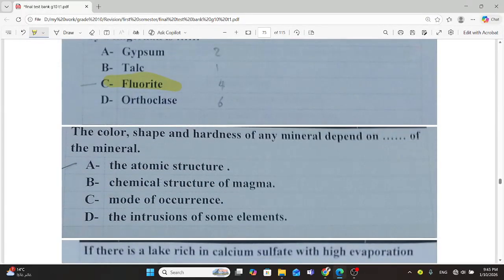The next question: the color, shape, and hardness of any mineral depend on, not, of the mineral: atomic structure, chemical structure of magma, mode of occurrence, or interaction of some elements. It is the atomic structure.